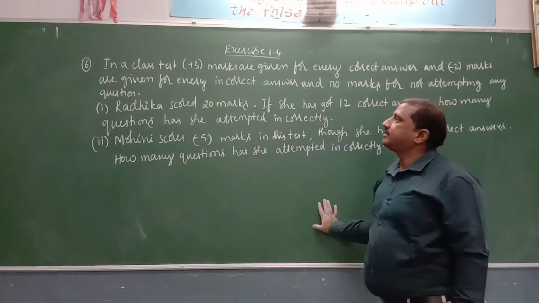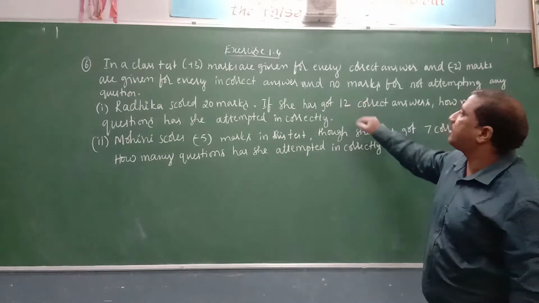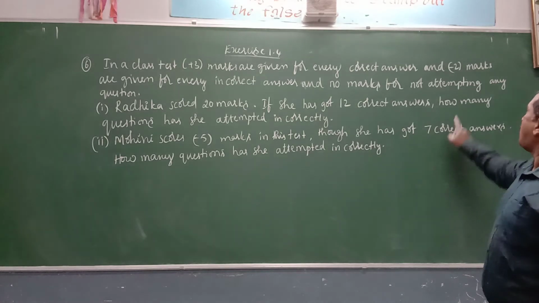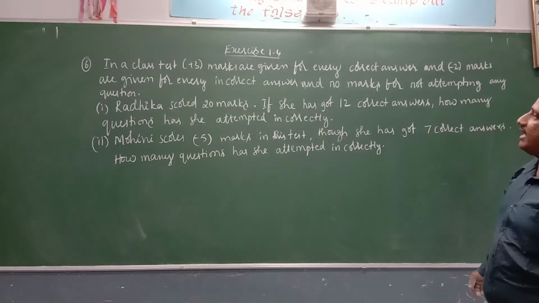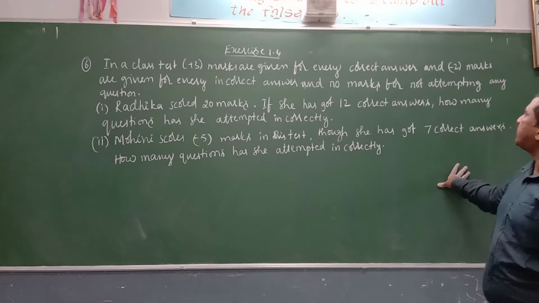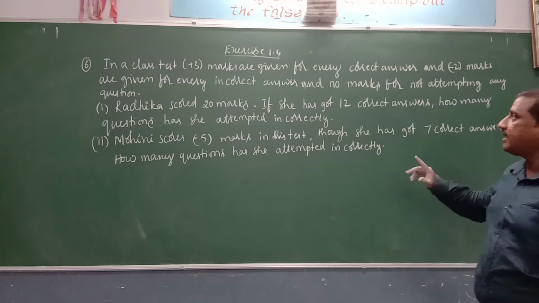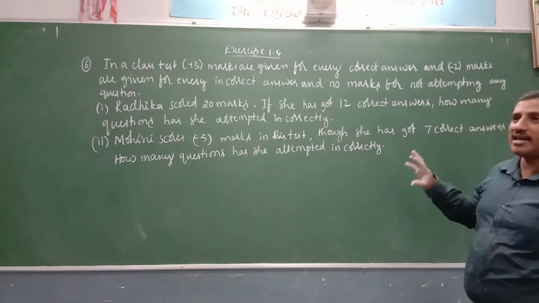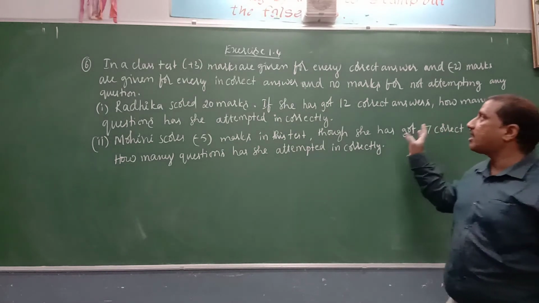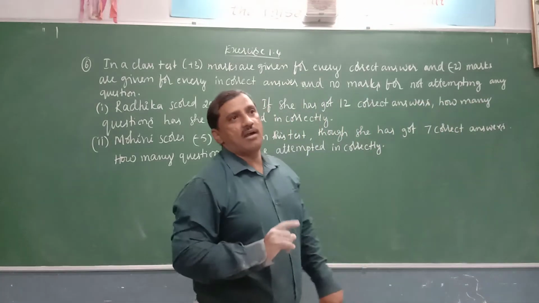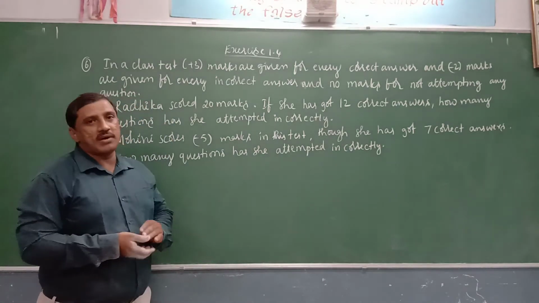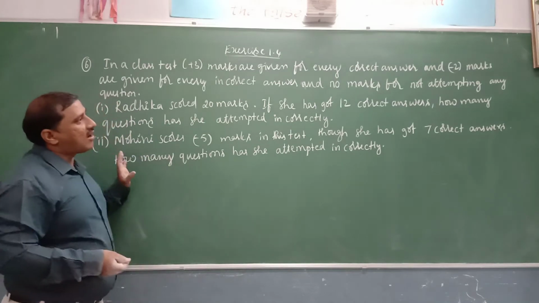In a class test, plus 3 marks are given for every correct answer. How many marks are given for a correct answer? Plus 3 marks. And minus 2 marks are given for every incorrect answer, and no marks for not attempting any question. Here 3 types of questions are there: questions with correct answers, questions with incorrect answers, and questions which are not attempted. For each correct answer plus 3 marks are awarded, for each incorrect answer minus 2 marks, and no marks for not attempting questions.